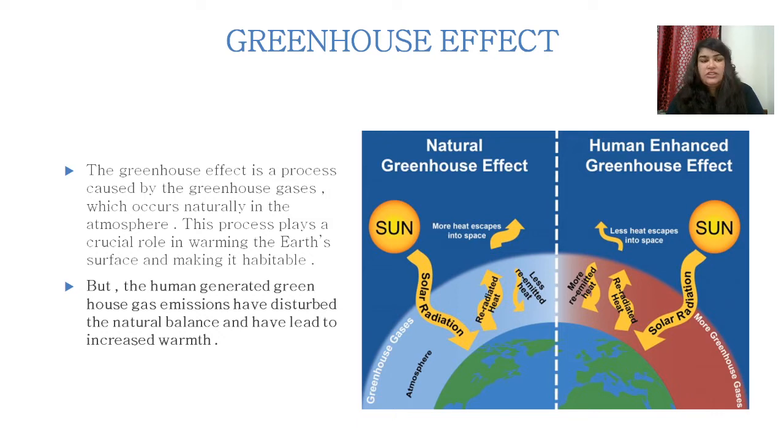So the greenhouse effect is a process caused by the greenhouse gases, which occurs naturally in the atmosphere. This process plays a crucial role in warming the earth's surface and making it habitable. अब अगर हम बोलें कि ग्रीन हाउस इफेक्ट और ग्रीन हाउस गैसेज आर नॉट इम्पॉर्टेंट, नॉट रिक्वायर्ड, इट वुड बी रॉन्ग टू से सो, बिकॉज द प्रेजेंस ऑफ द ग्रीन हाउस गैसेज एंड द ग्रीन हाउस इफेक्ट इज वेरी वेरी क्रूशियल एंड वेरी वेरी important for life to sustain on earth. It is very very important. It's absolutely mandatory, right? But the human enhanced greenhouse effect is something which is uncalled for. That is something which was not required.